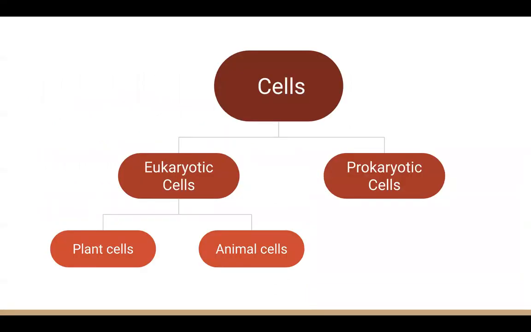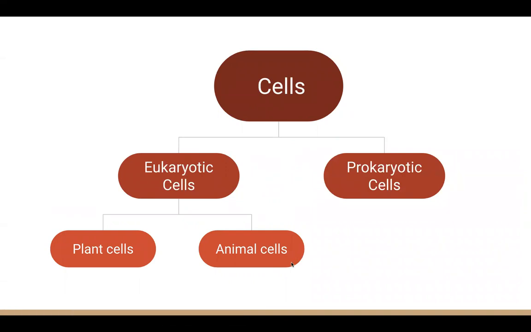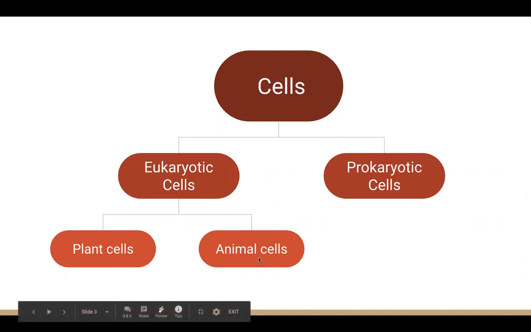There are many types of cells in this world, and we can categorize all of them into two big categories, which are the eukaryotic cells and the prokaryotic cells. And within the eukaryotic cells, there are plant cells and animal cells. They're pretty self-explanatory. Plant cells are in plants, animal cells are in animals. They are very much alike, but there are some differences between plant cells and animal cells, and I'll be differentiating them in our next lecture.